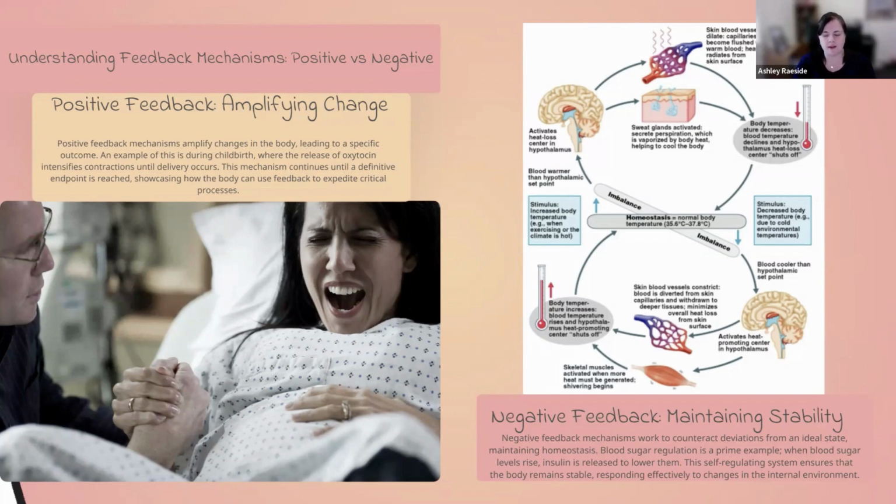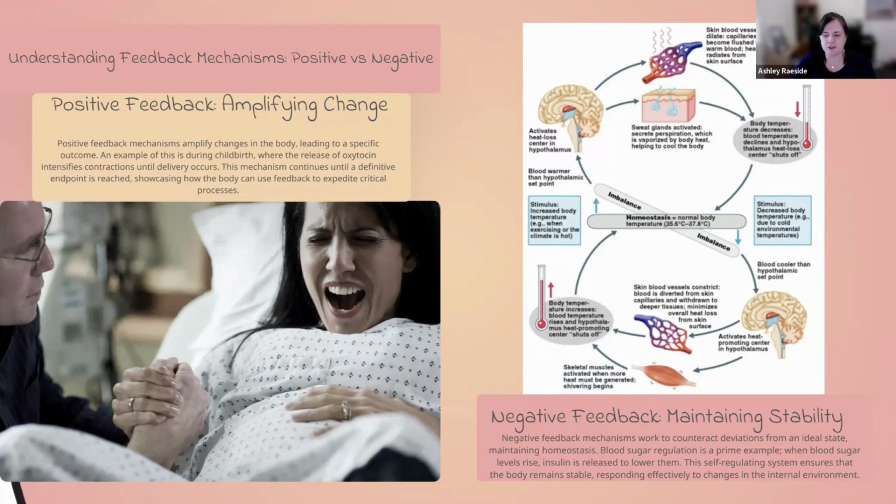Negative feedback is our maintaining stability. So this is where we're counteracting some deviations that are occurring in the body. So for example, if we get too hot or too cold, our body's not going to be able to function properly. So we need it to be reset back to its normal, and the negative feedback allows that to happen.